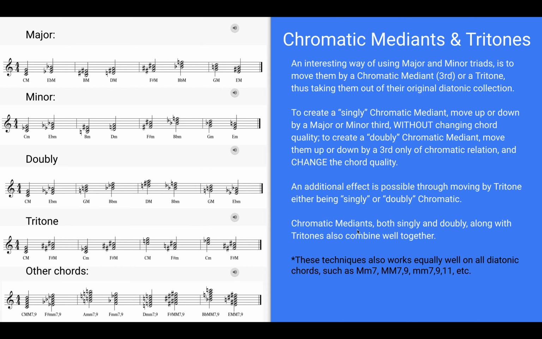Chromatic mediants, both singly and doubly, along with the tritones, also combine together well. So you can combine all these techniques into the same progression. These techniques also work equally well on all diatonic chords, such as major minor 7, major 7 9, minor 7 9. Anyway, all of them. As long as it's diatonic chords, these techniques work well.